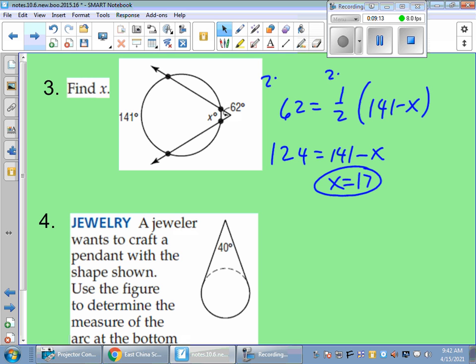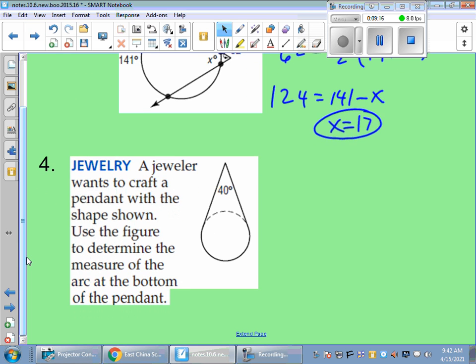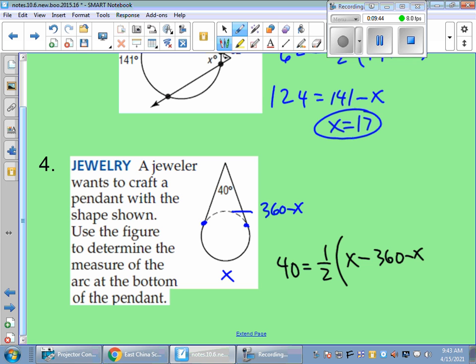This last one's going to be a little bit more challenging. We haven't seen this one here. And this is something we've done before. Whole circle is 360. And so then if we just make this arc from here to here x, then this arc right here is going to be 360 minus x. So now we're going to have to try to put that into an equation and solve. So 40 equals 1/2 of x minus 360 minus x. So put this in a parenthesis, so kind of a double parenthesis here. No, this one's a tough one here.